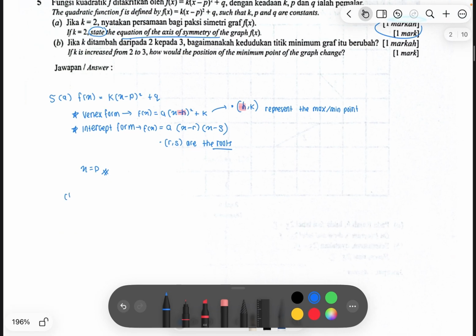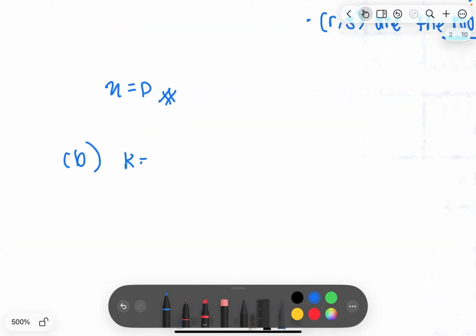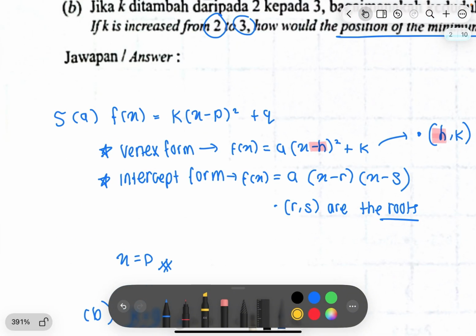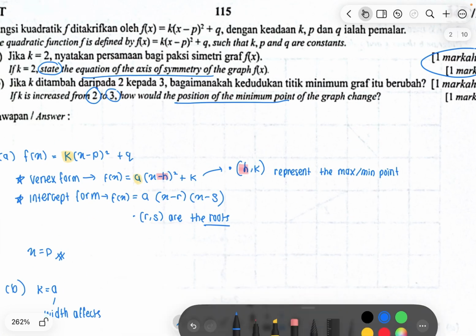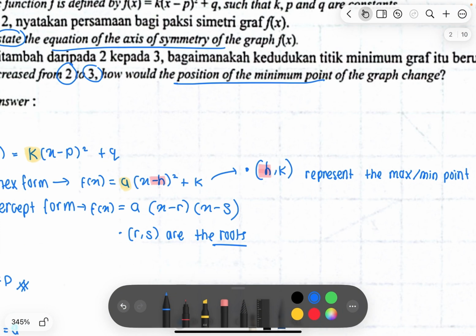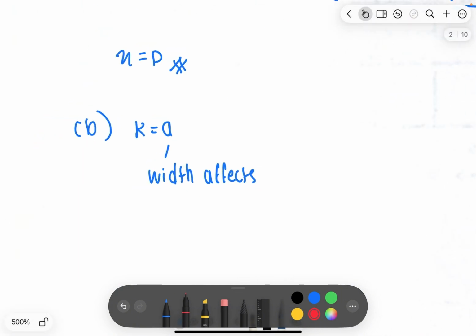Now, it says, if k is increased from 2 to 3, how would the position of minimum point of the graph change? Okay, so k is what? K is equal to a, right? Okay, k is equal to a. This is k, this is a. And a, you have to know that it only affects the width of the graph. It only affects the width of the graph. Okay, it does not affect the position of minimum point, because the minimum point would be from the coordinate. It would be affected by this.